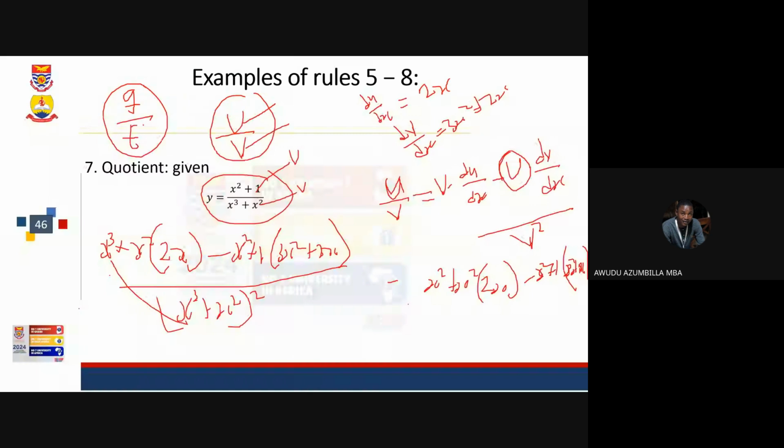So here, if I'm coming to apply it to the fraction, I am going to say let q be equal to x squared plus 1, and then t should be equal to x cubed plus x squared, so that I can now apply it in the formula. You just follow the formula. It's not something that is constant.